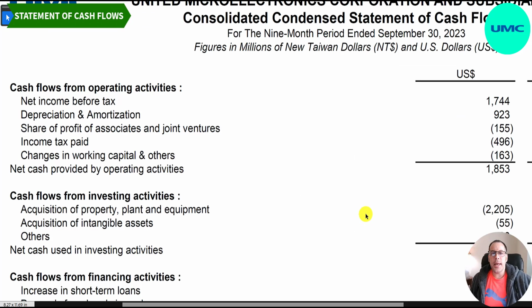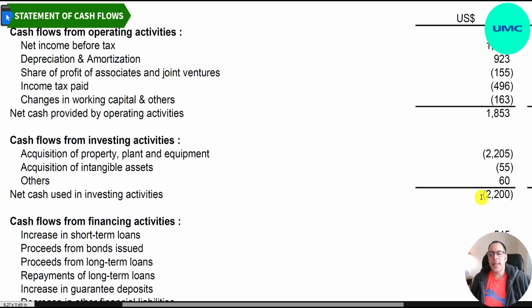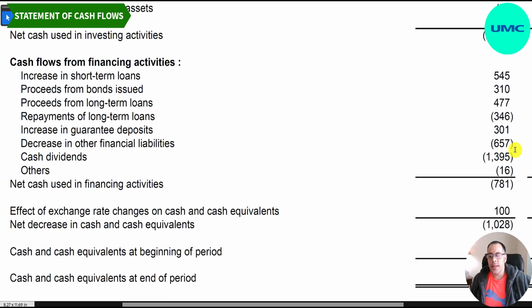Let's take a look at their statement of cash flows. This is for the trailing 9 months. Operating cash flow $1.9 billion. Investing cash flow negative $2.2 billion because they spend a lot in CapEx, property, plant, and equipment, $2.2 billion. In their financing section, you can see the dividends they paid out, $1.4 billion.